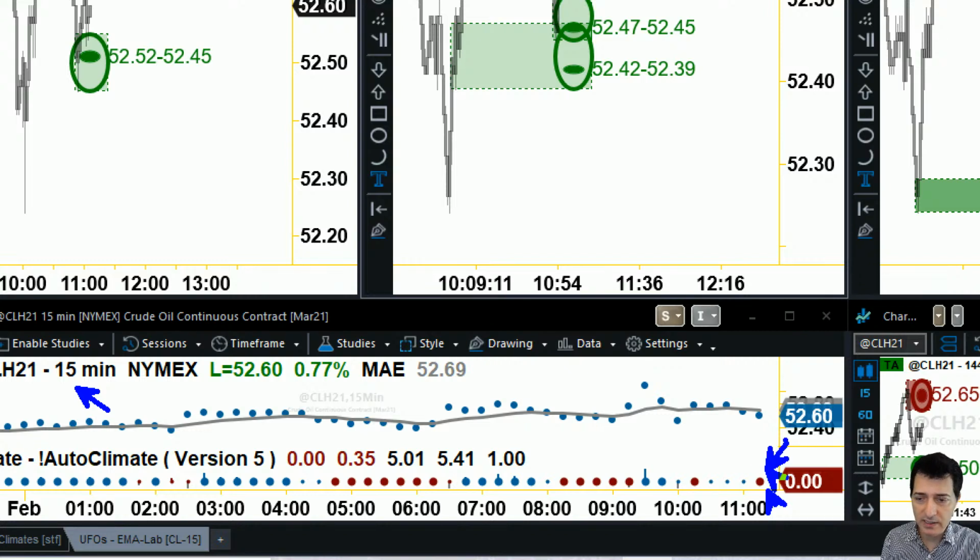So far, at least for the next 15 minutes, we want to be sellers of crude oil. We will not be planning to go long. We will only be planning to go short.